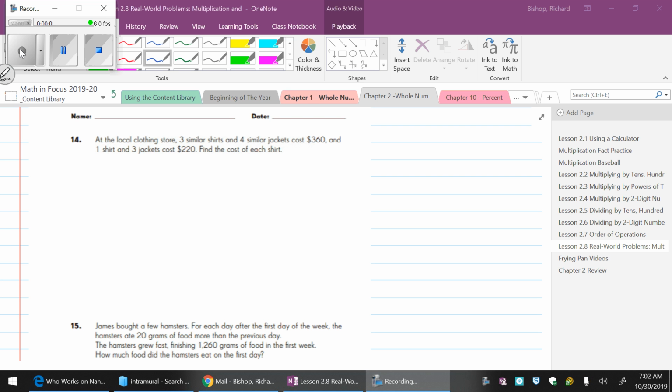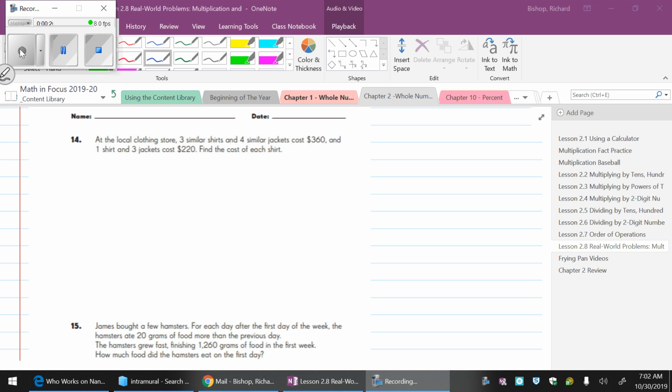Okay, moving on, number 14 from the extra practice. At the local clothing store, 3 similar shirts and 4 similar jackets cost $360. And 1 shirt and 3 jackets cost $220. Find the cost of each shirt.